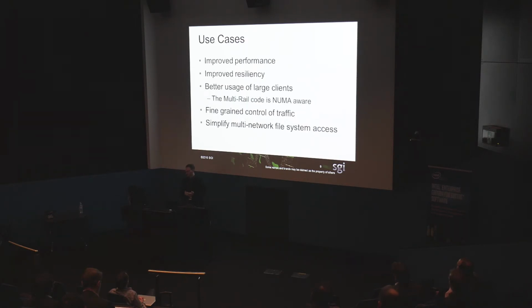So use cases: improve performance, so improve single client performance within a configuration; improve the resilience by enabling multiple interfaces on a single host, or even multiple different network types within that configuration. And the multi-rail code is also NUMA aware, so that's really important for very large clients that are working with very large memory. So we have fine-grained traffic control, as well as simplifying multi-network file system access.